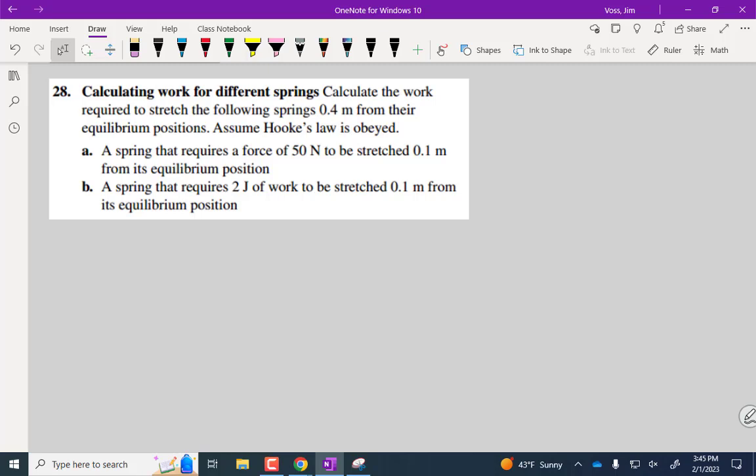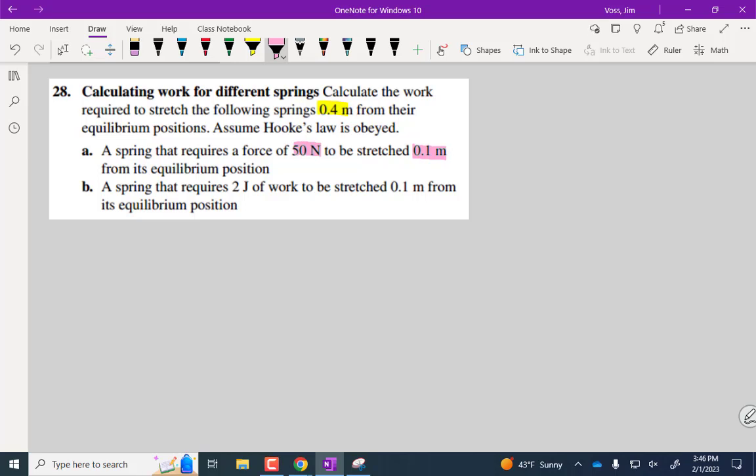Okay, so let's try this one. Similar setup. It says calculate the work required to stretch the following springs 0.4 meters from equilibrium. Assume Hooke's law. So we have two different springs. In part A, notice what they give us to find the spring constant. They give us a force and a distance.